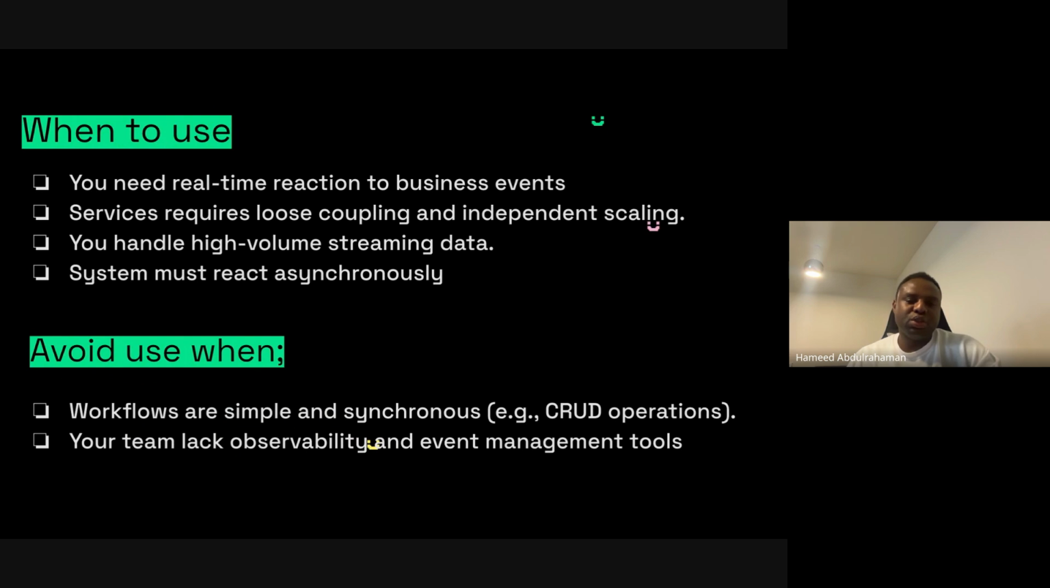So when to use: I think when you need real-time reaction to business events, it's very, very important to use microservices. An example is a sport betting platform, which would want to use microservices to exchange events, such as an increase in score and things that relate to the core concept of the business purpose.